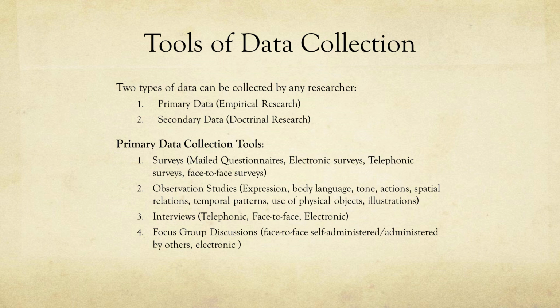The second tool which can be applied is the observational studies, where the researcher maybe self-administers or asks someone to administer the observation of the respondents, the expression, the body language, the tone, the action, the spatial relation with the objects around the respondent. What is the temporal pattern? How does the respondent react to different situations? How does the respondent react to different objects that are there, to different paintings that are there, pictures, illustrations? What do the respondents do? So this is called the observation study. This is one of the tools in which you can collect your primary data.